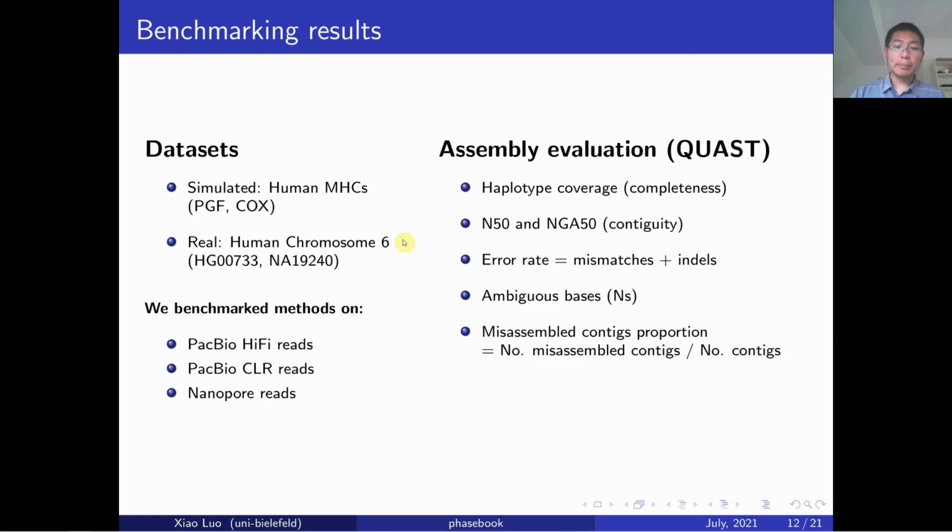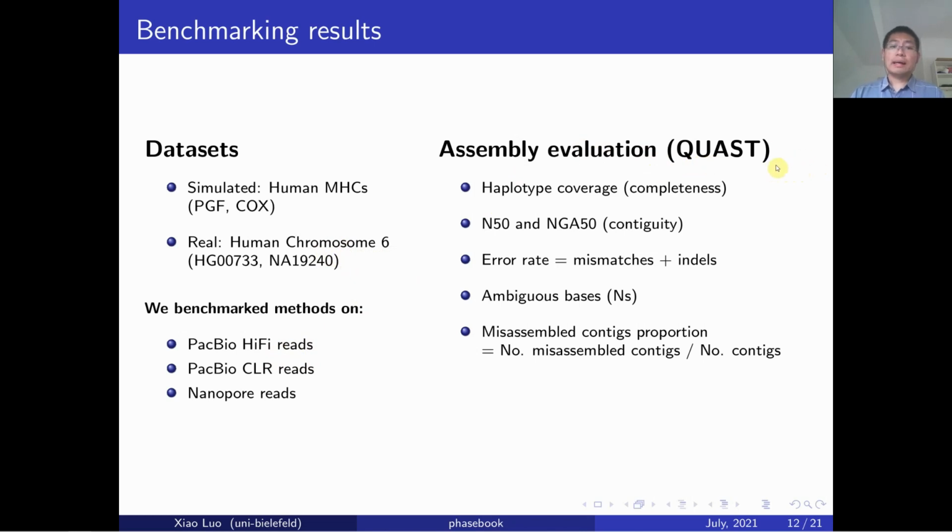We evaluate our approach on both simulated and real long-read sequencing data. For simulated data, we use 2 human MHC haplotypes to construct a pseudo-diploid genome. For real data, we use human chromosome 6 of these 2 individuals. We test on all 3 types of long reads. And the assembly performance was evaluated by several commonly used metrics, which were reported by QUAST.